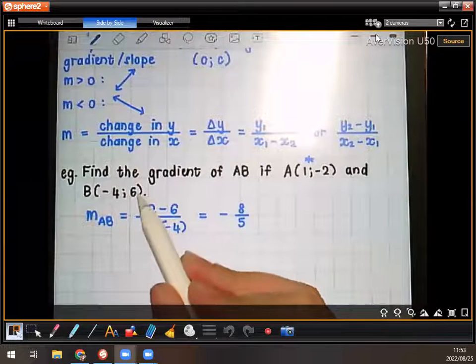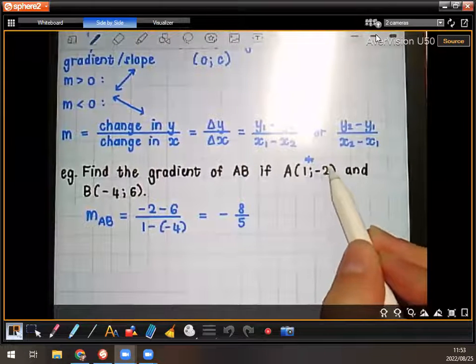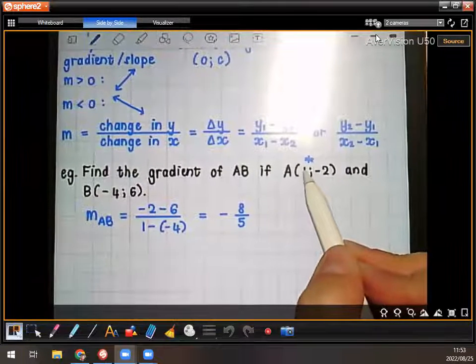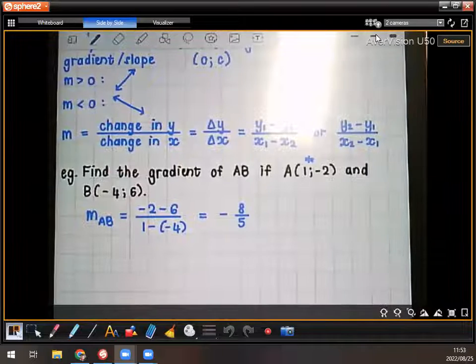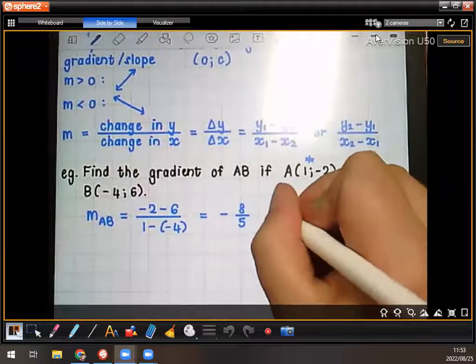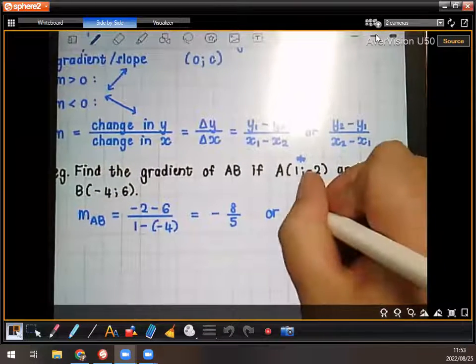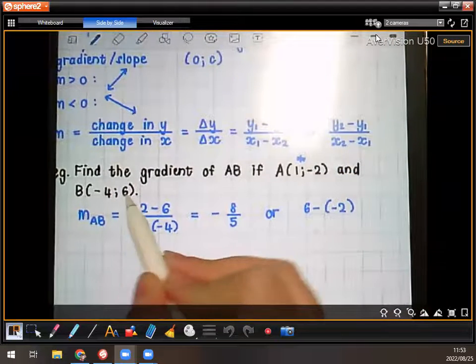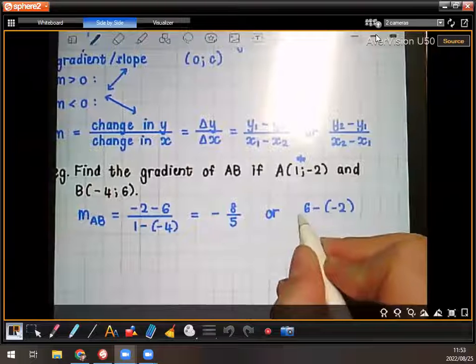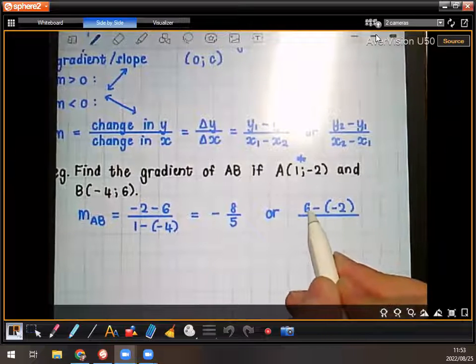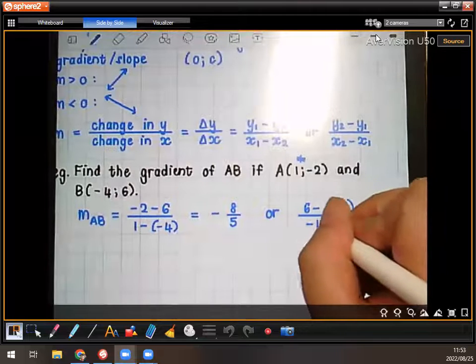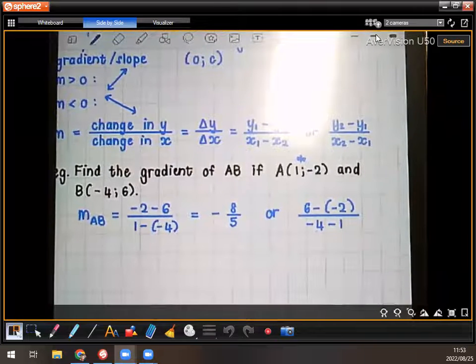We would get 6 minus negative 2, which is 8 at the top, right? And negative 4 minus 1, which is negative 5 at the bottom. So you would get the same final answer. You can do 6 minus negative 2. So that's now the y value of B minus the y value of A. However, because I started with the y value of B, now I'm going to start with the x value of B as well. So negative 4 minus the x value of A, and then we'll get the same.